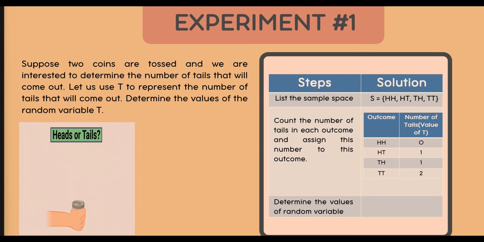The last step is to determine the value of the random variable. So the possible number of tails that will come out if we toss two coins could be 0, 1, and 2. Remember that the values of the random variable are specific numbers, as compared to the sample space. Are there any questions so far?